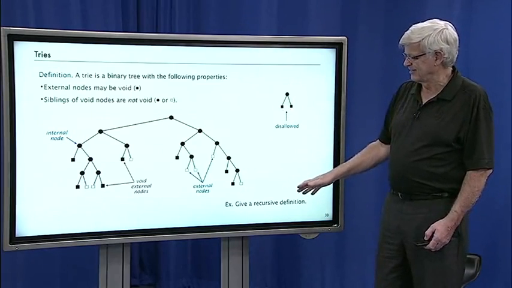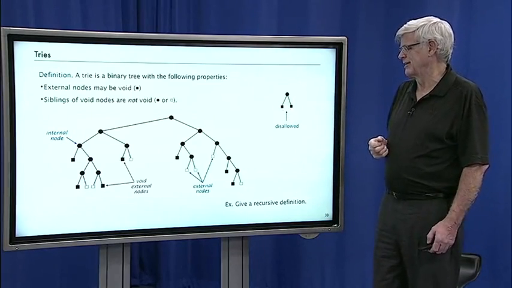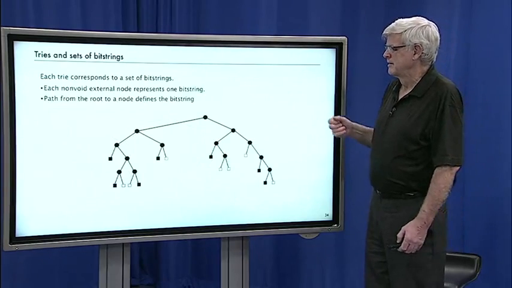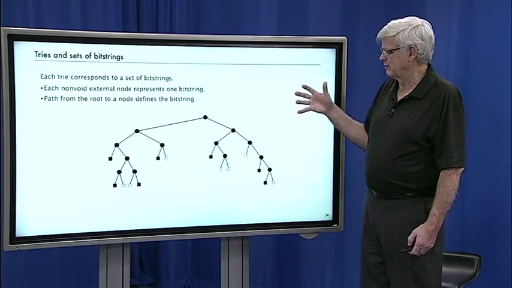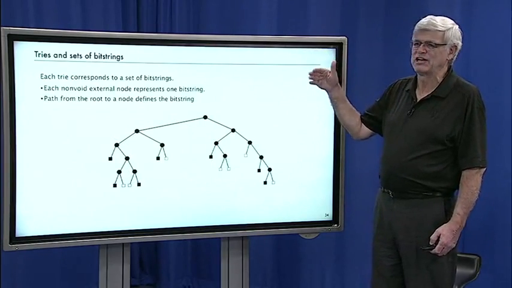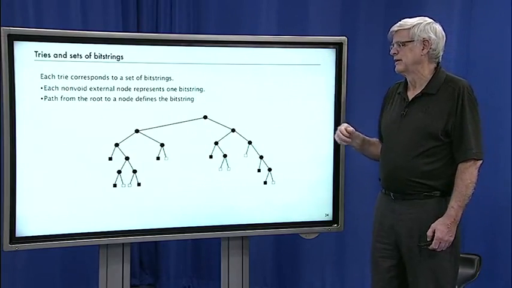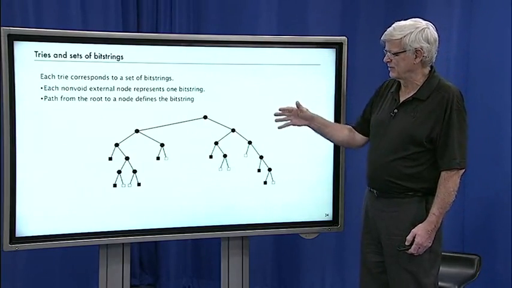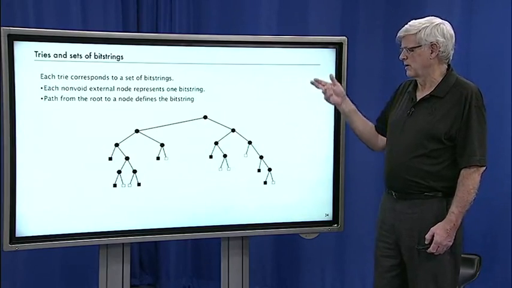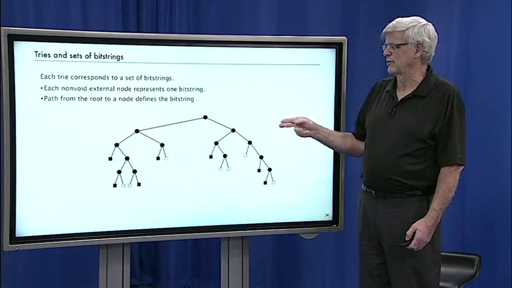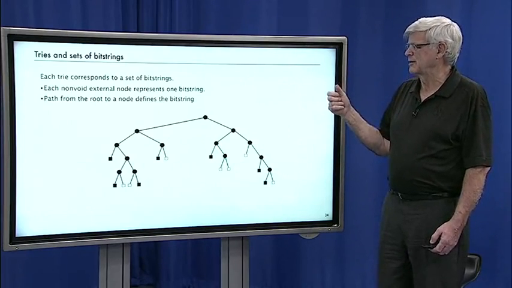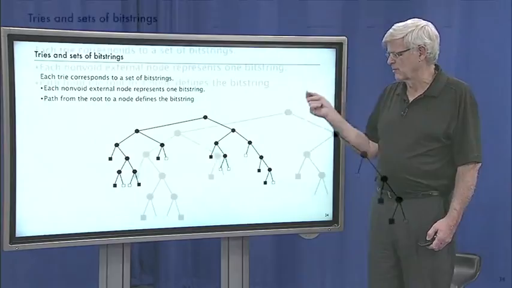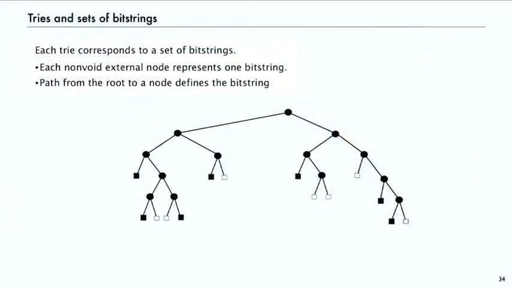Actually, for an exercise, you might give a recursive definition of what a trie is. The usual way that we think of tries is as representing a set of bit strings. Each trie corresponds to a set of bit strings where each non-void external node represents one bit string. And you get the bit string by taking the path from the root to a node, taking a 0 when you go left and 1 when you go right.